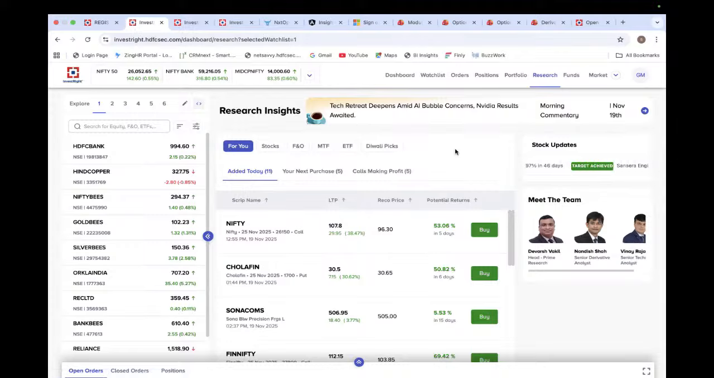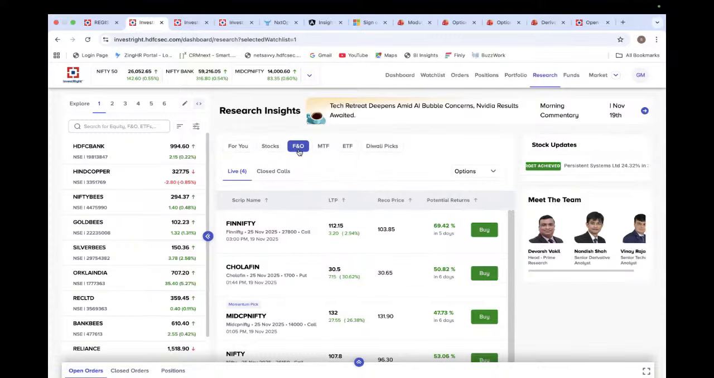Now I was talking about the research insights. The research insights or research page will be visible on your InvestRight app and InvestRight web as well, where you find the recommendations that are given by our seasoned experts. You can also see who all are there in our team, what kind of recommendations they have given, what the timeline is, and with just one click, the action is possible.